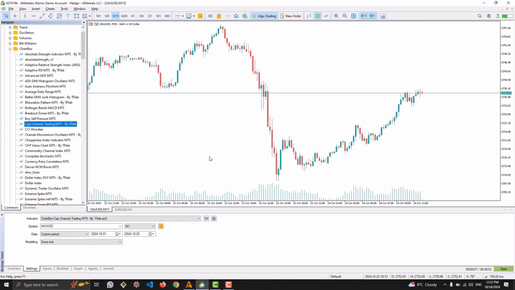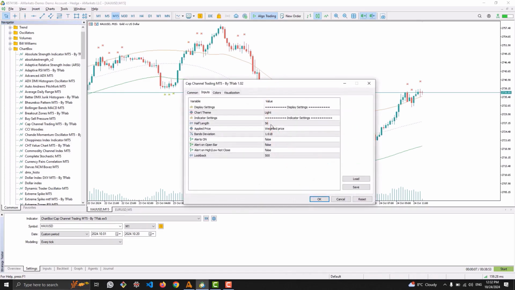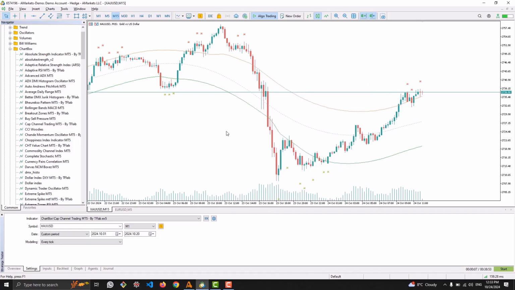In the MetaTrader 5 platform, you can use this same indicator with exactly the same settings. You will see the application of this indicator in the MetaTrader 5 platform.